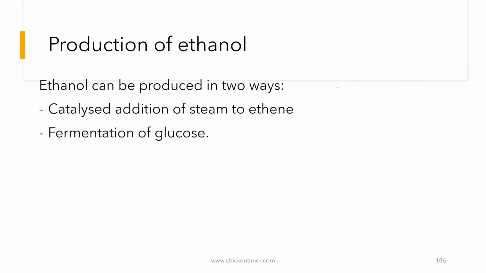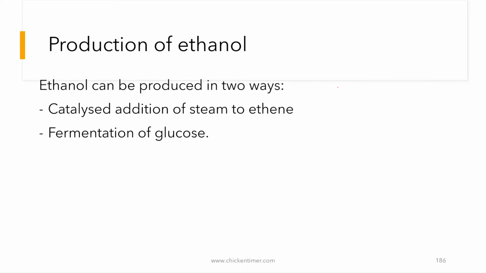Then production of ethanol. In your syllabus, you only need to know how to produce ethanol. If they ask questions about how you produce another alcohol like propanol or butanol, it is just the same as ethanol, but it's just built on the knowledge of the initial production of ethanol, basically.